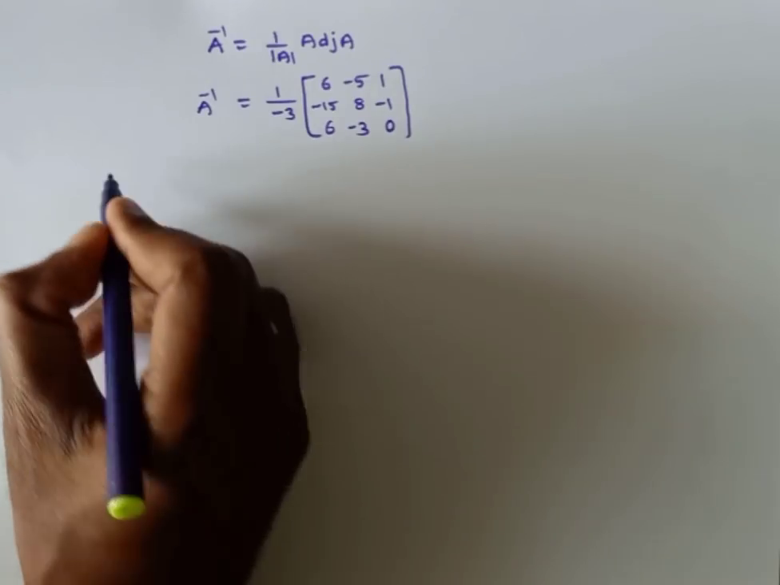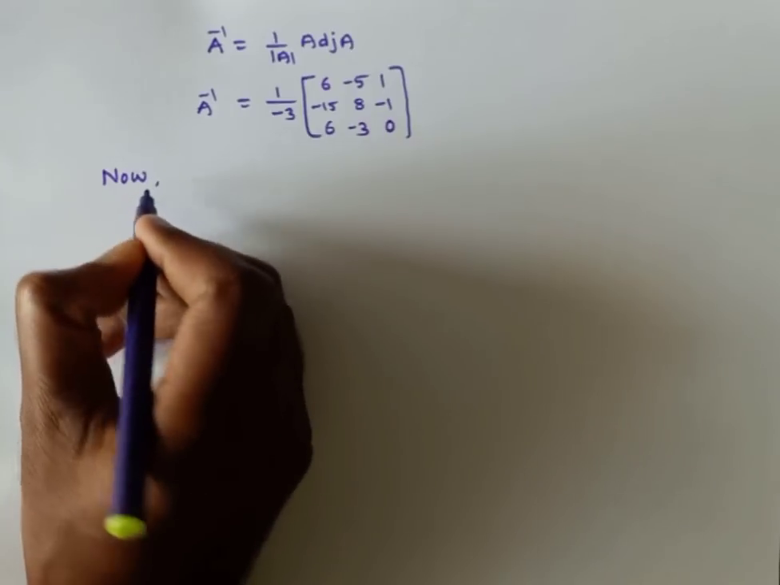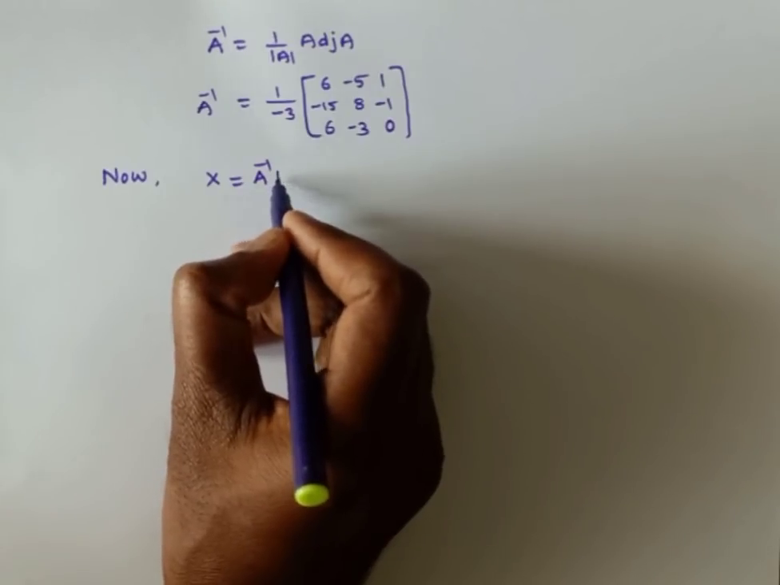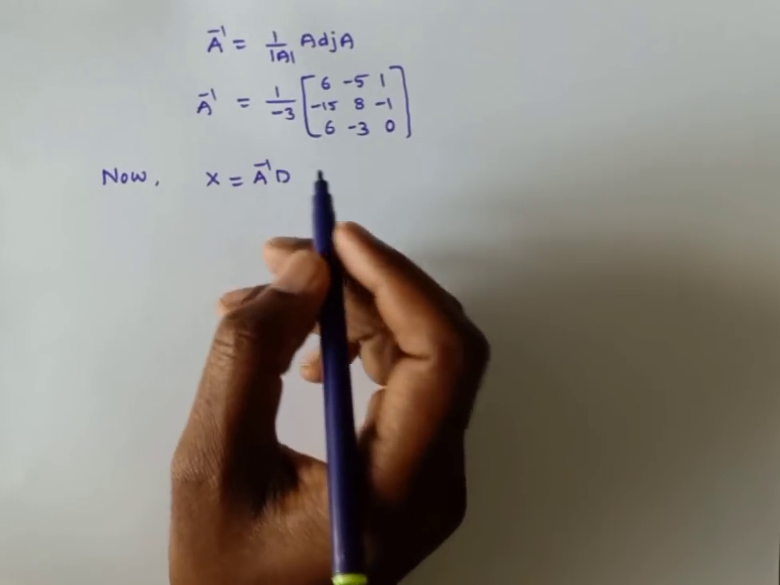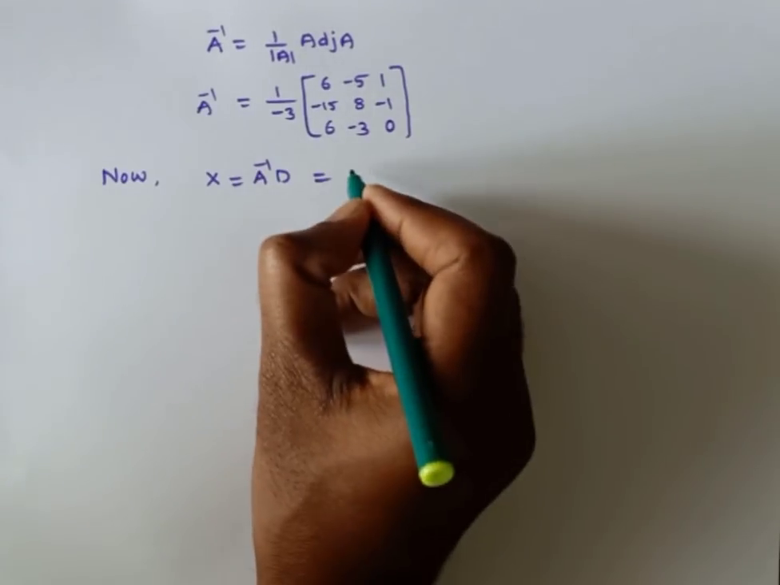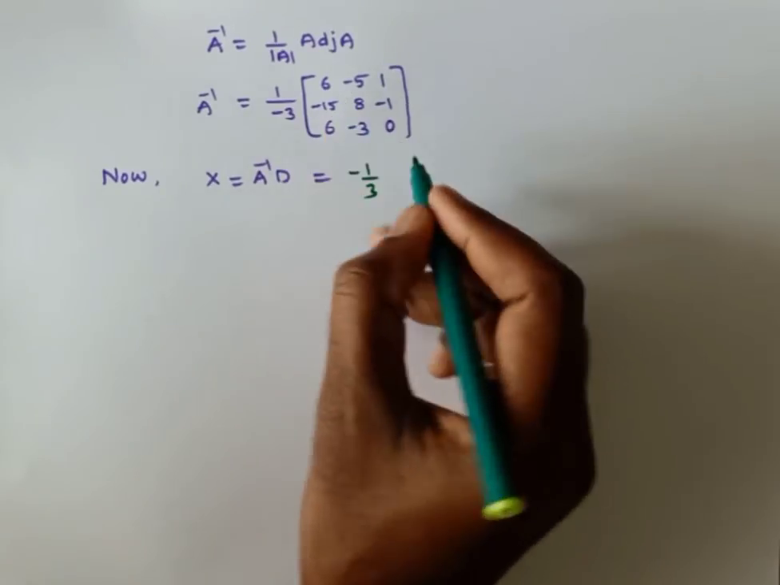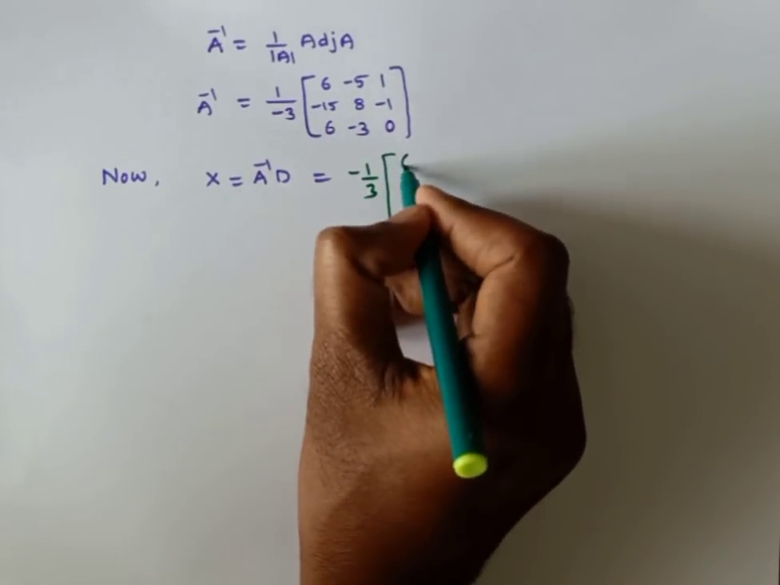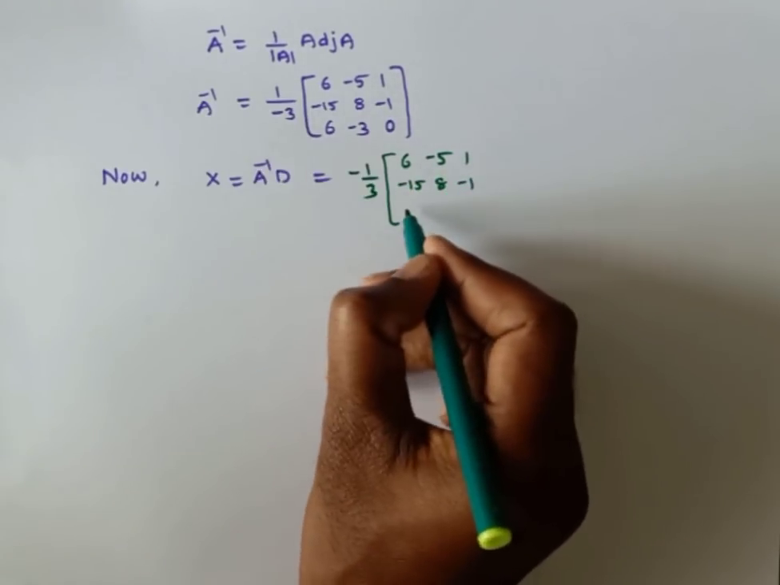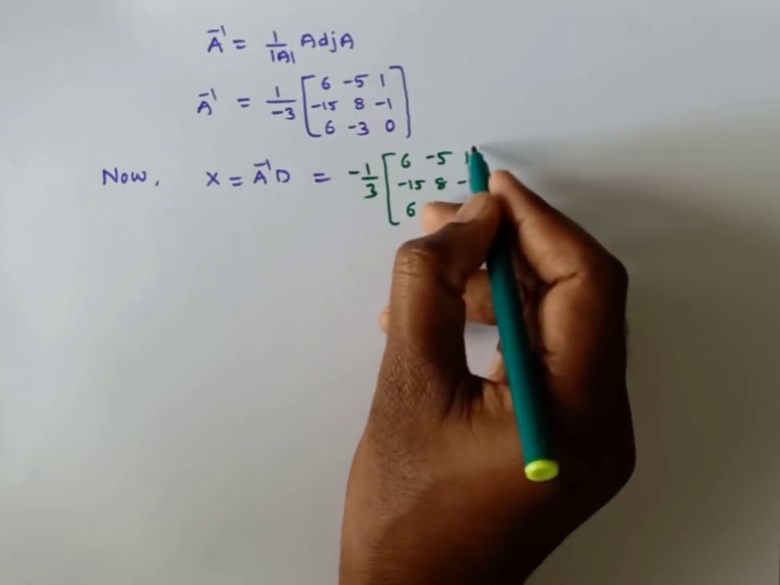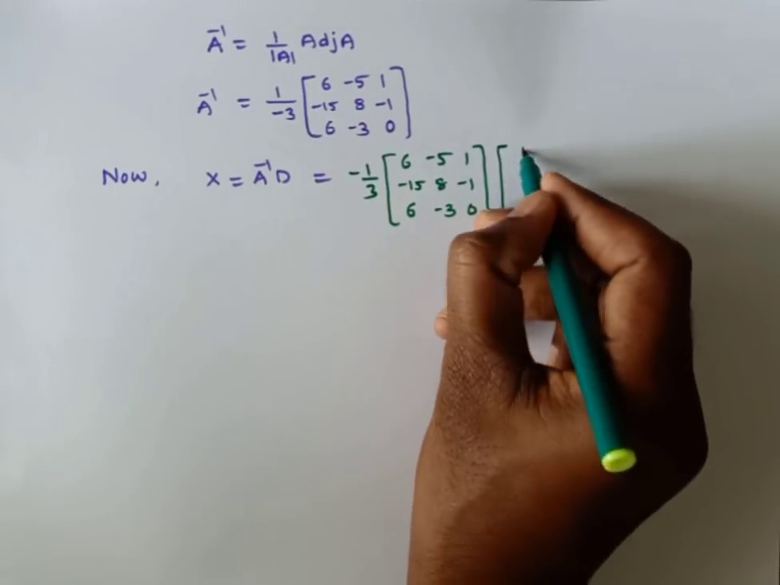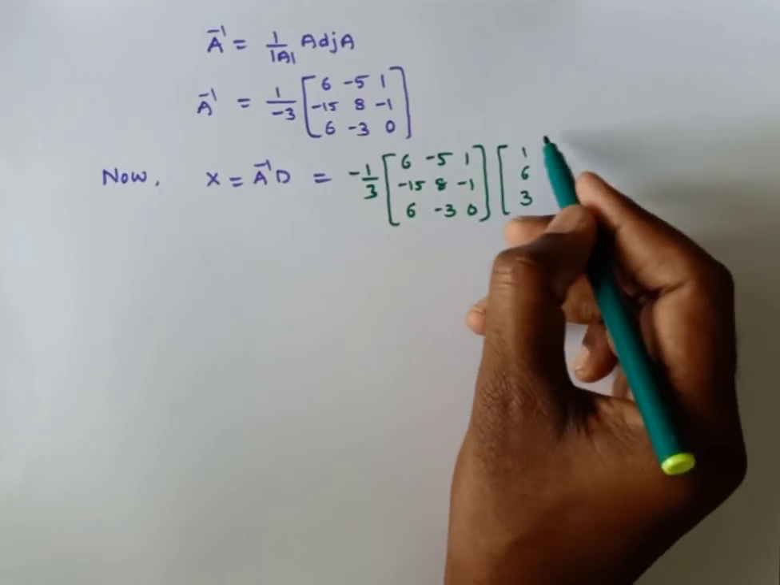Next, the matrix equation. To get the values of x, y, z, we need to multiply A inverse and D. What is A inverse? A inverse is minus 1 by 3 times this matrix: 6, minus 5, 1, minus 15, 8, minus 1, 6, minus 3, 0, into D. D is the constant matrix, that is 1, 6, 3.